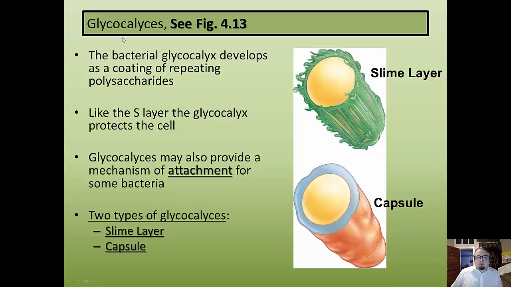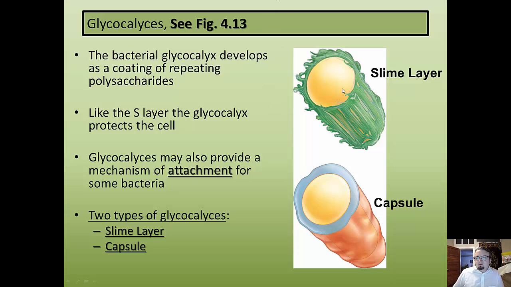The next part here are called the Glycocalyx, and this is the plural form here, Glycocalyxes, and I will not make you spell that, I promise. I won't even make you spell the word Glycocalyx, just be able to recognize it. What this basically is, is a loose secretion, kind of like a slimy secretion around a bacterial cell that gives it kind of this extra cushiony layer of protection.